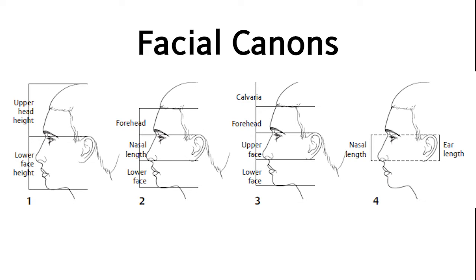There are classical Greek canons of proportion formulated and documented by the Renaissance artists. These neoclassical canons are as follows, like on the screen. Number 1. The head can be divided into equal halves by a horizontal line through the eyes. Number 2. The face can be divided into equal thirds with the nose occupying the middle third. Number 3. The head can be divided into equal quarters, with the middle quarters being the forehead and nose. Number 4. The length of the ear is equal to the length of the nose.